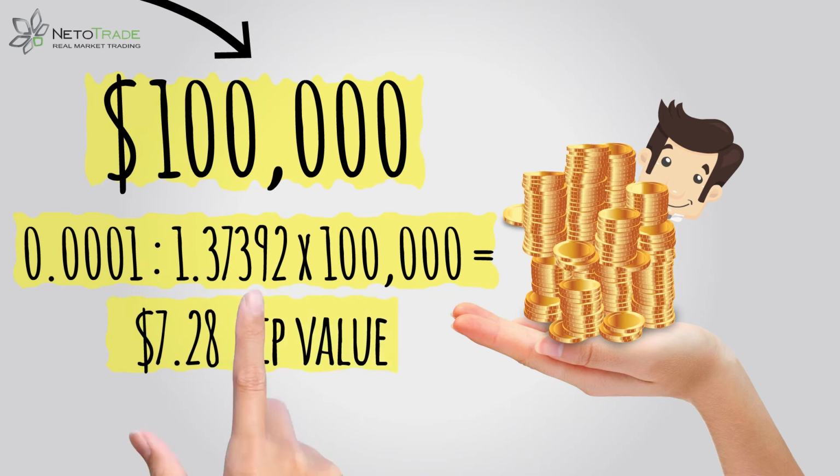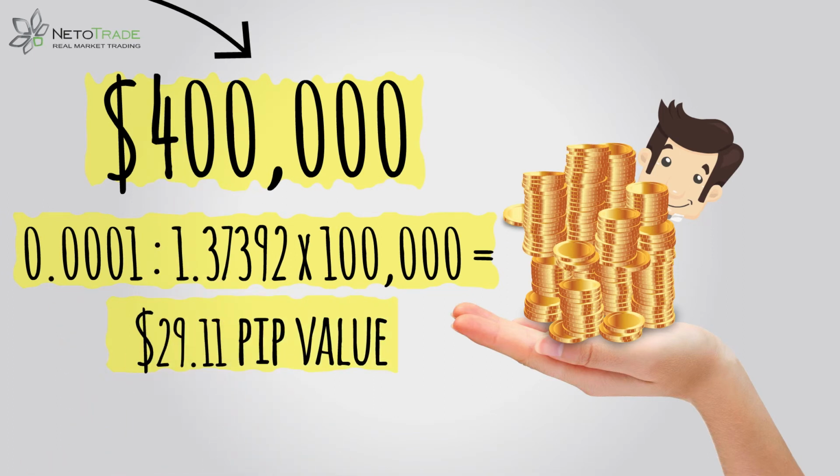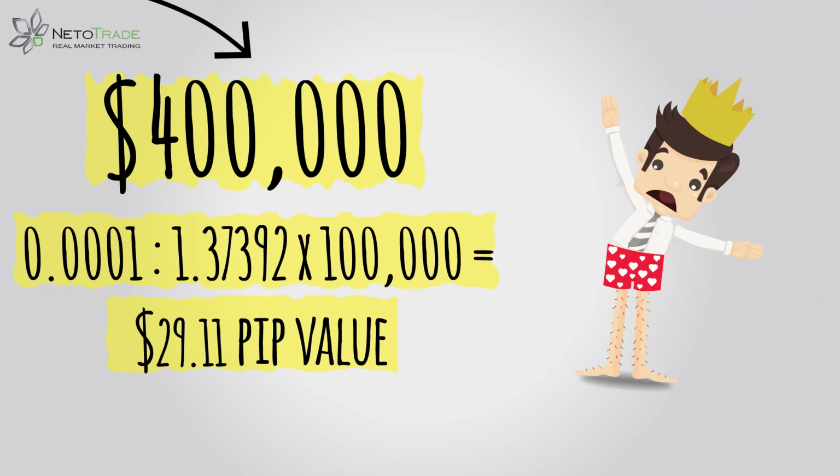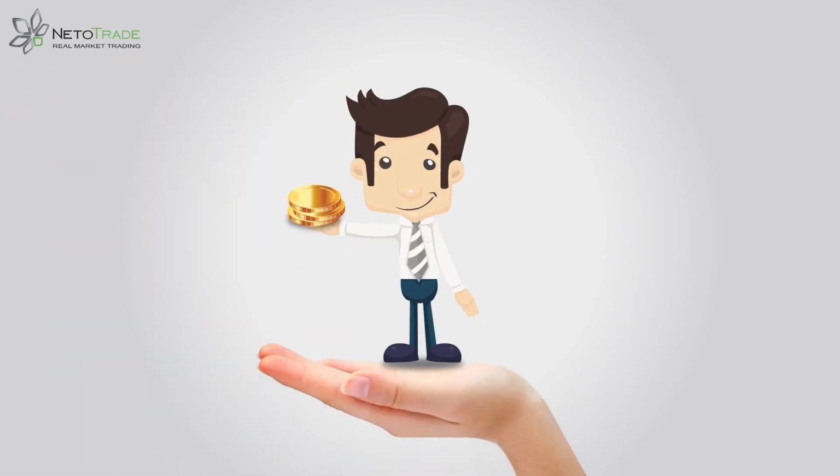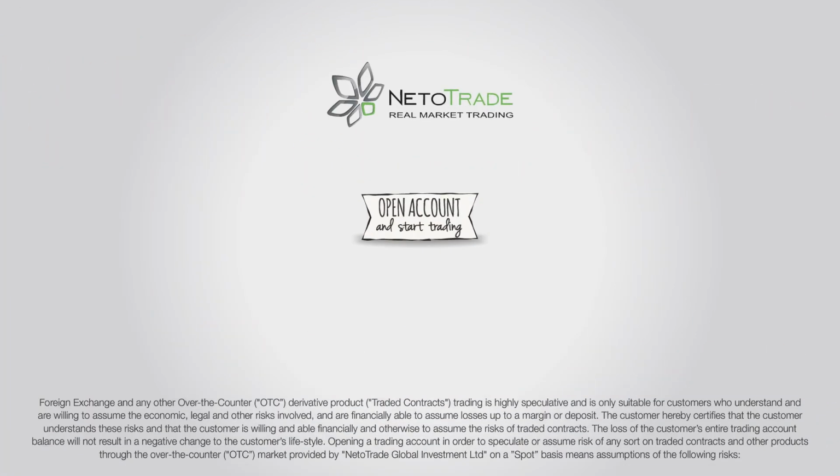For the smaller one, each pip is worth $7.28, but for the larger position, it's worth more than $29. That's okay if you're winning, but dangerous if you're losing. So be careful of the leverage you use, and always keep your eye on the bottom line.